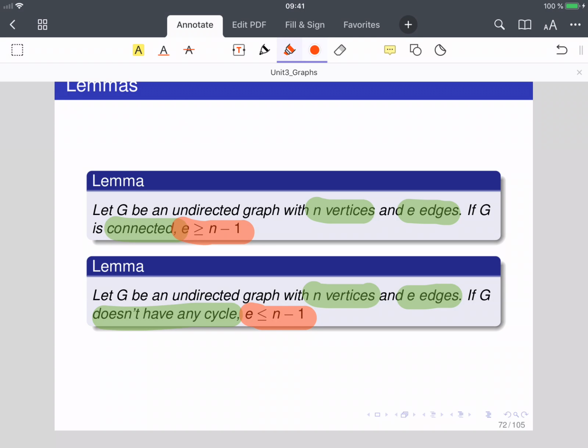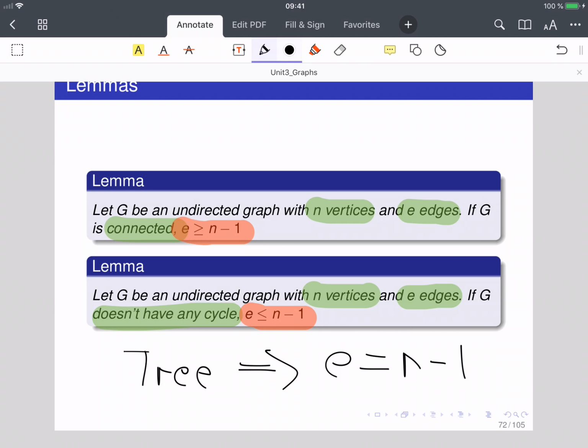And then notice that as a corollary of these two results, let me write it here, in a tree, we always have that e is exactly n minus 1. Okay, it's exactly n minus 1 because a tree is connected and does not have a cycle. So we have both results. e must be at least n minus 1 and e must be at most n minus 1, so it has to be exactly n minus 1.